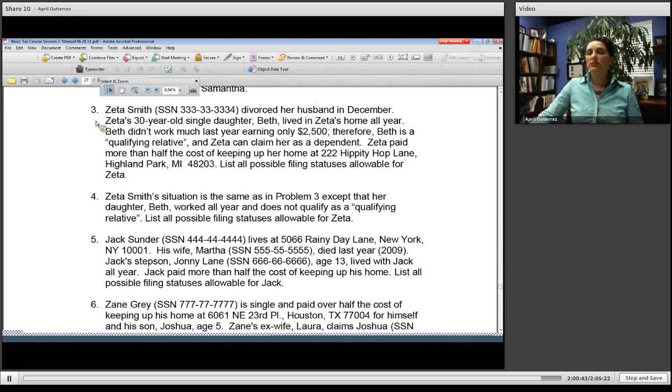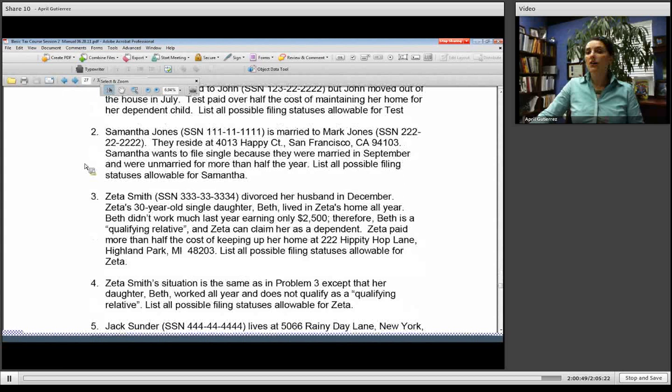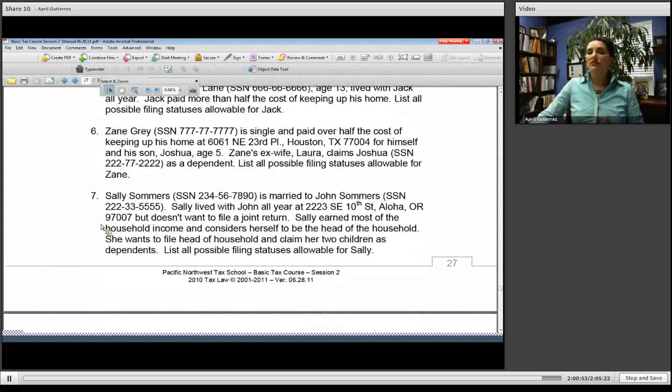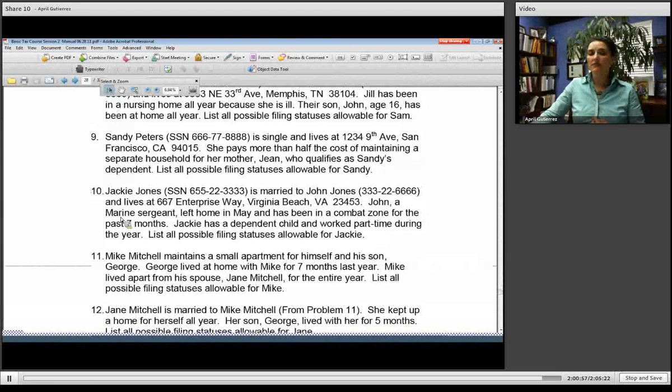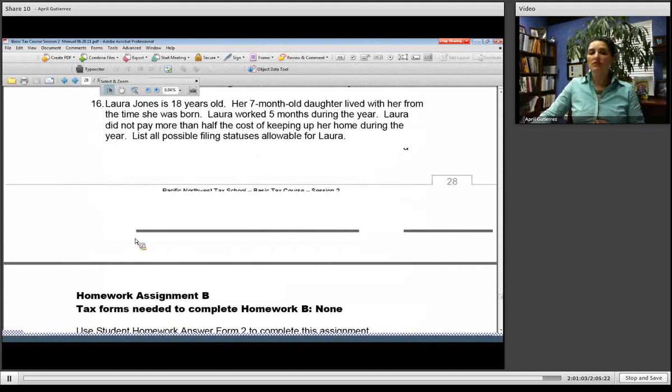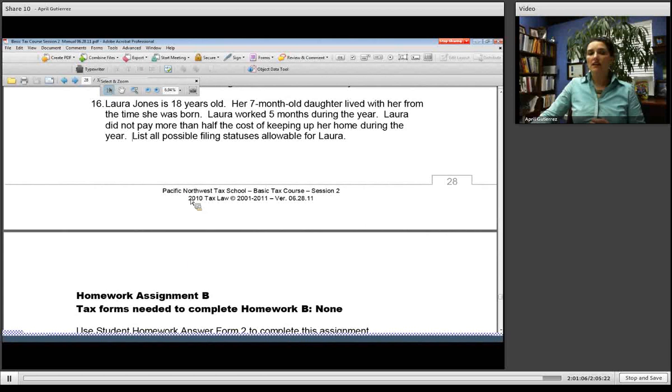Remember, we were choosing the most advantageous filing status for all of these filers? Well, for the homework assignment, your job is to list all of the potential filing statuses. Not just the most advantageous, but all filing statuses that they could qualify for based on the information provided. And although in the classwork we only went through situation number 10, for homework we're giving you an extra 6 tax scenarios to deal with in terms of listing all possible filing statuses.